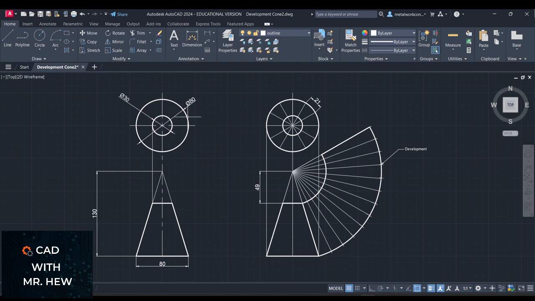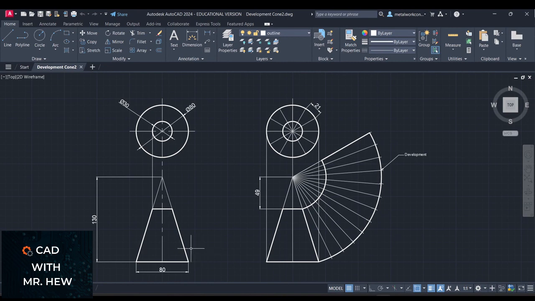So here we were given the front elevation and plan. The drawing on the left of the screen is the given question, and the drawing on the right shows the same front elevation and plan, with the plan divided into 12 equal parts. It also shows you the answer, the solution, which is a development for the truncated cone.